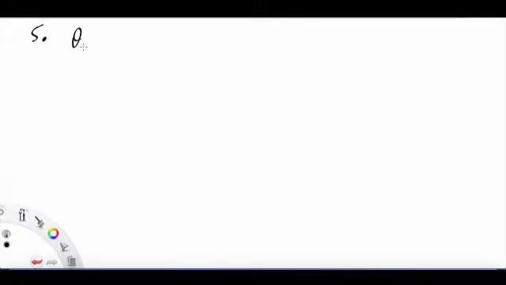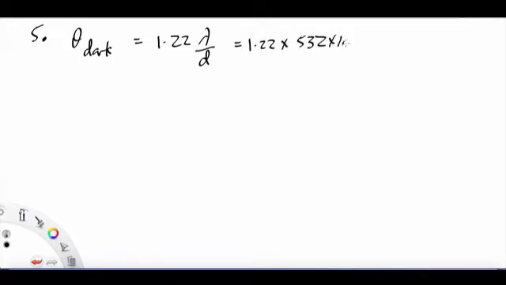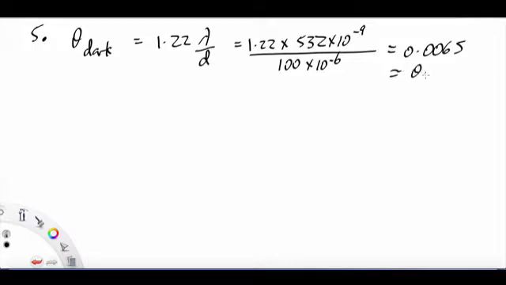Now, 5. The equation for the angle of the first dark ring is 1.22 lambda over d. And that is 1.22 times lambda was 532 nanometers, which is 10 to the minus 9. And the diameter was 100 microns, which is 100 by 10 to the minus 6, which is 0.0065, which is about equal to, sorry, that was sine theta dark, but that, of course, is about equal to theta dark because it's a small angle.